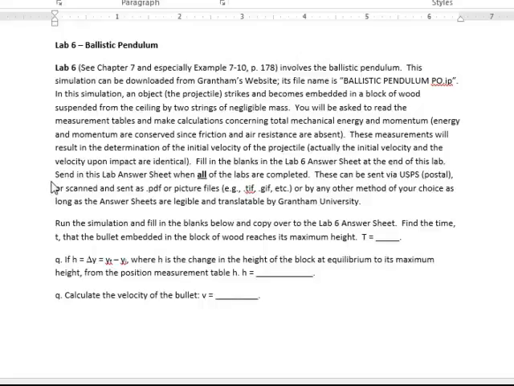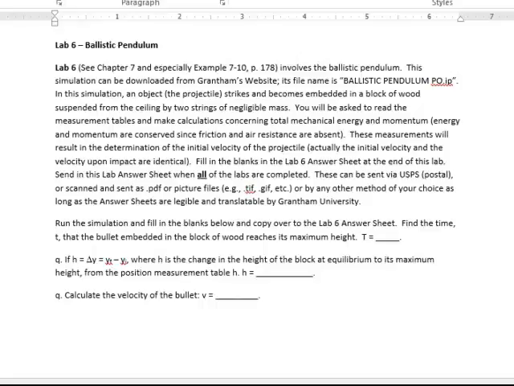So in the simulation, the projectile strikes and becomes embedded in a block of wood suspended from the ceiling by two strings. The strings' mass is negligible, so the block of wood and the bullet are important, the strings are not. We're asked to read the measurement tables and make calculations concerning the total mechanical energy and momentum. Energy and momentum are conserved since friction and air resistance are absent.